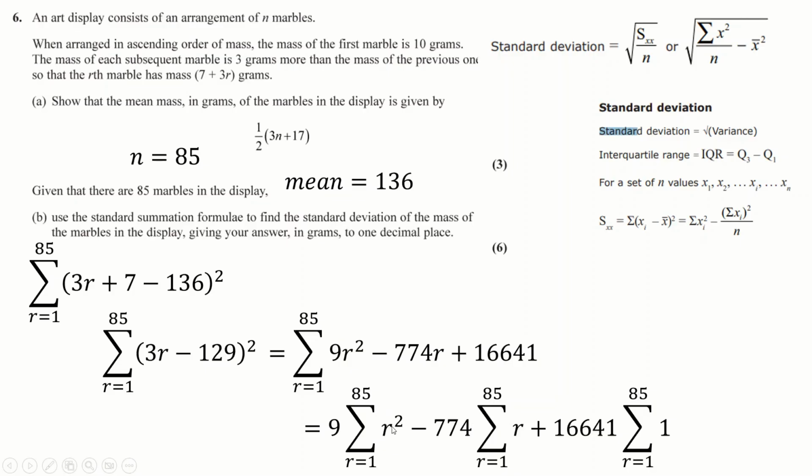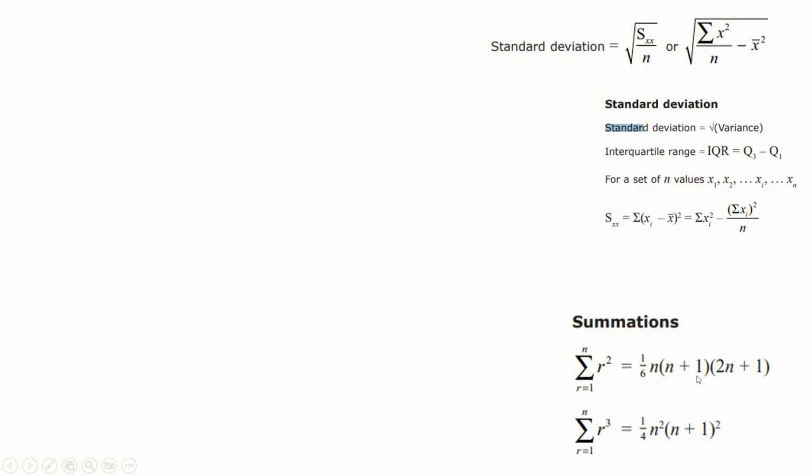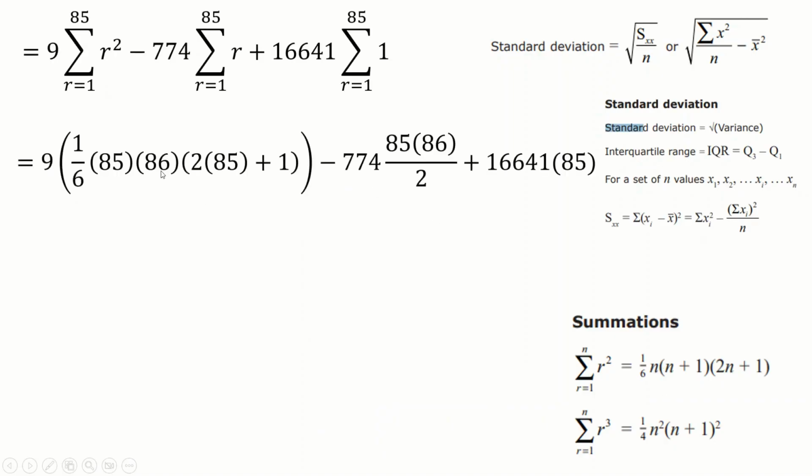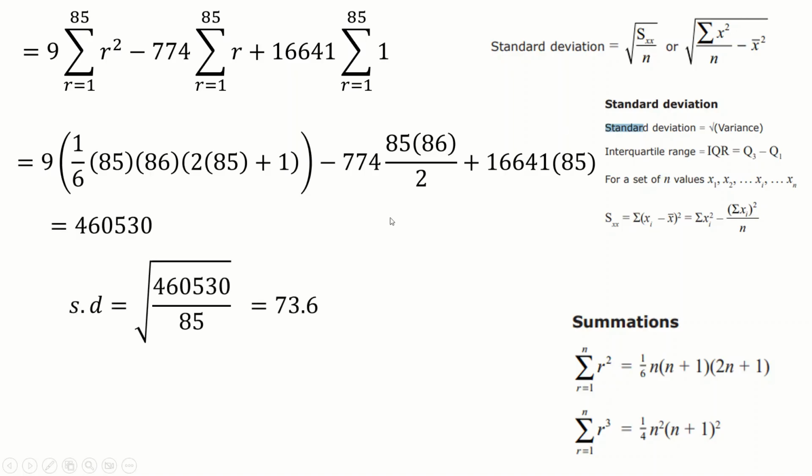Now this result we can again look in the formula book for. It's this result here, so we shove that in as well. Just replacing all the n's with 85s. You type all of that in and you get this, and that's SXX. So then we put it into here, divide by 85, and root it, and we'll get our answer.